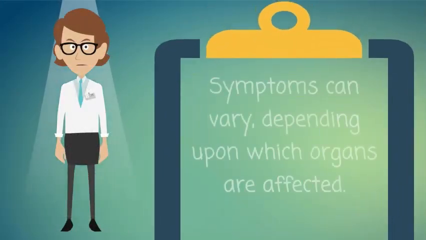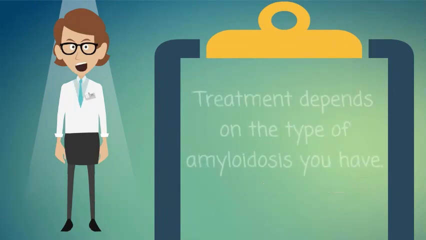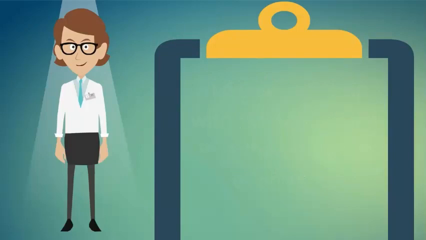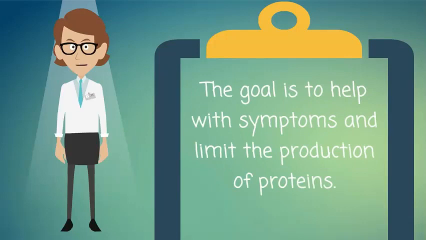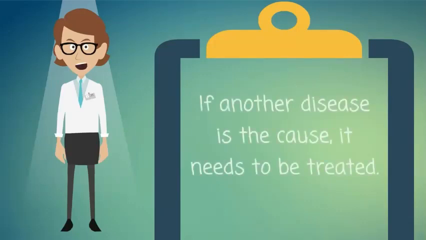Symptoms can vary, depending upon which organs are affected. Treatment depends on the type of amyloidosis you have. The goal is to help with symptoms and limit the production of proteins. If another disease is the cause, it needs to be treated.